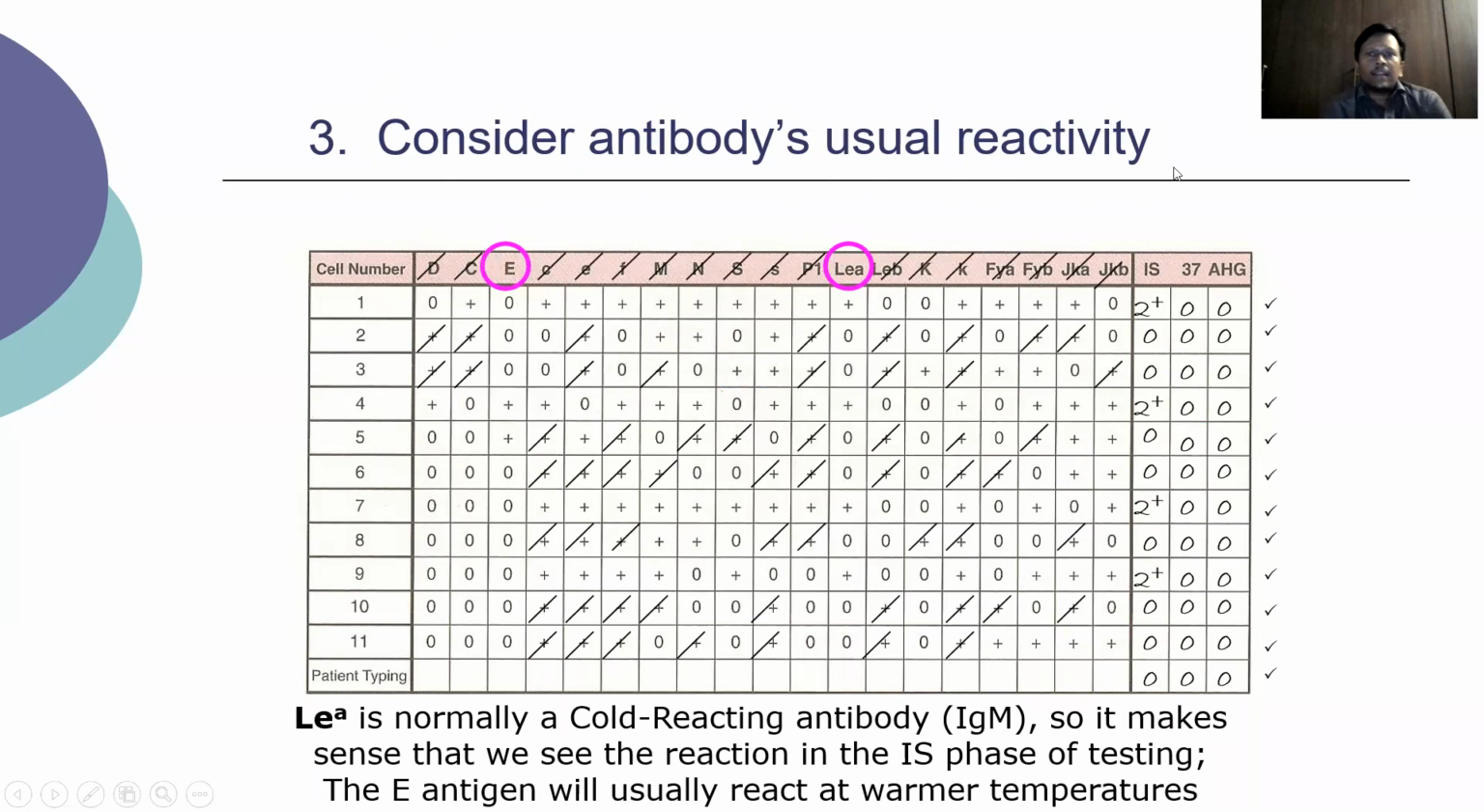The third step is to consider the antibody's usual reactivity. If you see these 2 antibodies, they act more at the immediate spin phase rather than at 37 degrees Celsius and AHG phase. And this Lewis antibody is more an IgM type of antibody, which has more capacity for reacting at immediate spin phase. However, capital E antibody is supposed to be an IgG antibody, which you expect to see in the AHG phase. So by this we can deduce that the probable antibody is Lewis A.